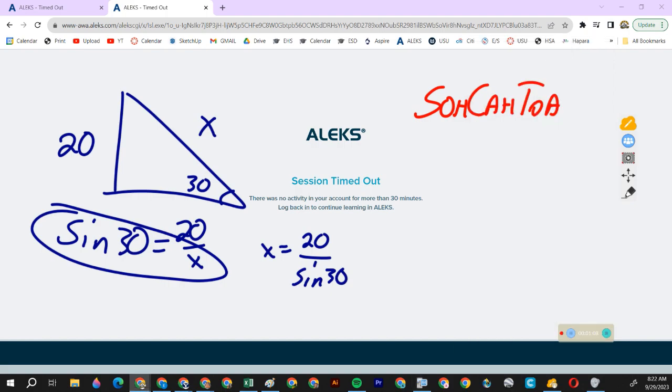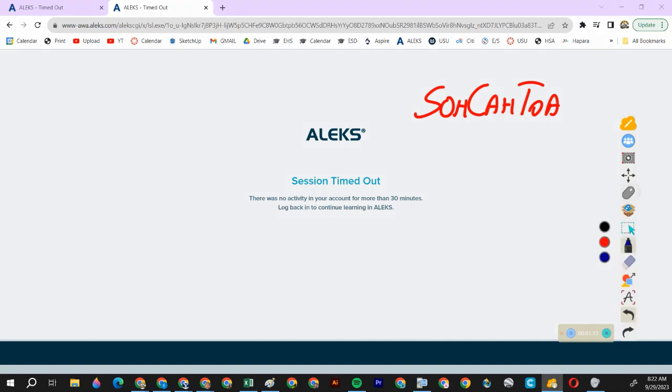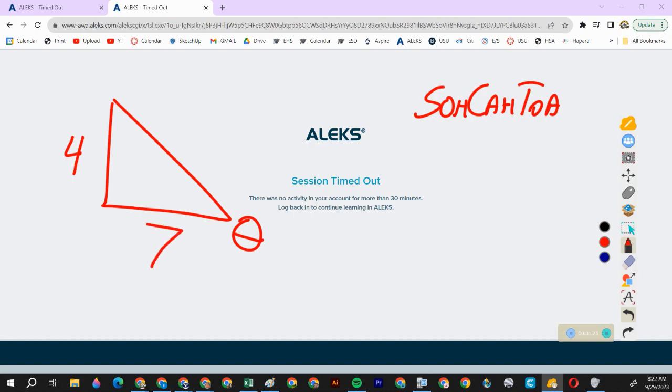All right, we're going to do something a little bit different today. What if I had a right triangle and I called this angle theta, and I said this is 4 and this is 7. And I asked you, how big is the angle? If we write this out, which ratio are we going to choose? Sine, cosine, or tangent?